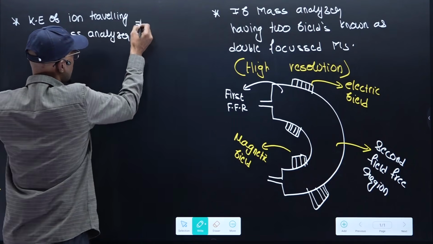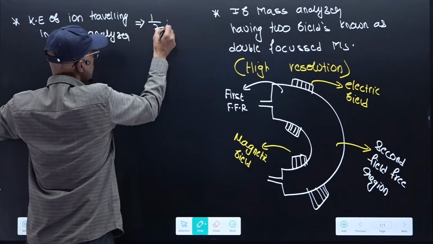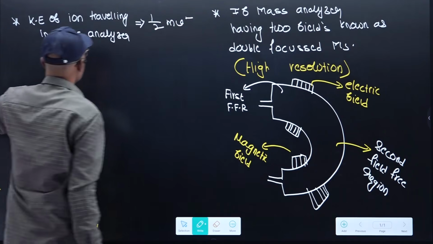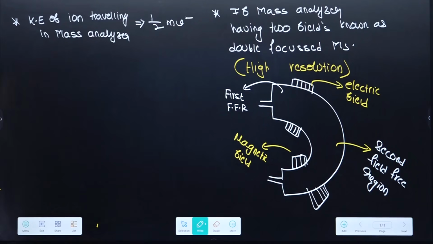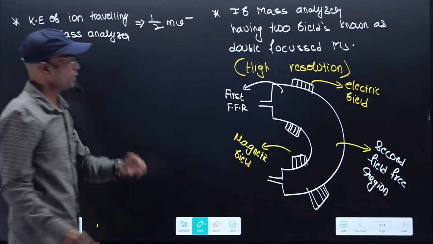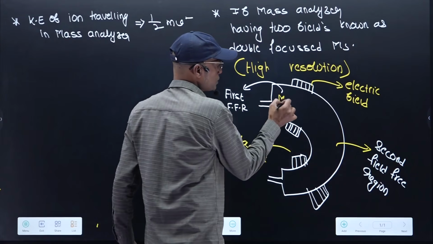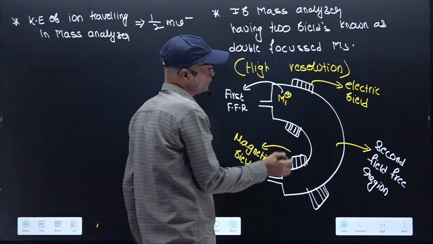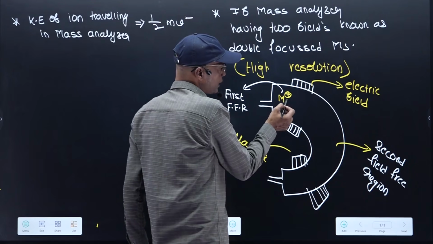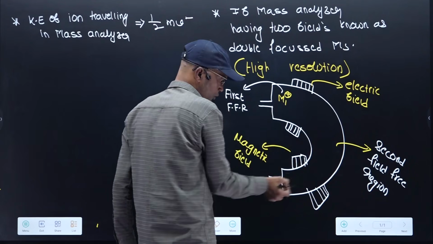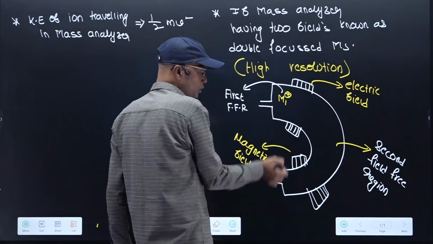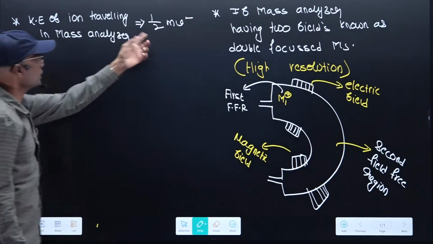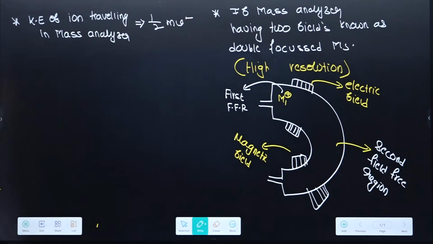So what is the formula? We know of mv square. This is a formula to calculate kinetic energy of an ion. Here I am taking one ion. This is m1 plus m2 plus m3, whatever it may be, you take any one. So what is the kinetic energy of this particular ion during traveling from inlet to outlet? That is normally taken by the kinetic energy formula. Kinetic energy is equal to half mv square.